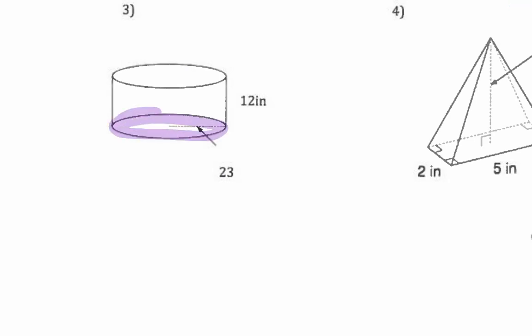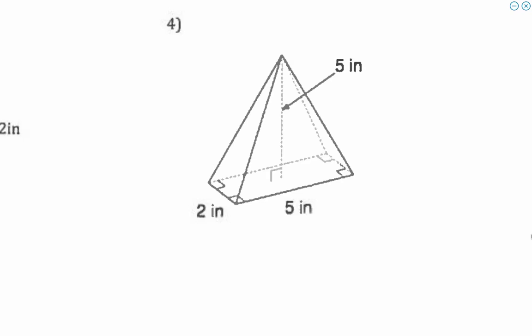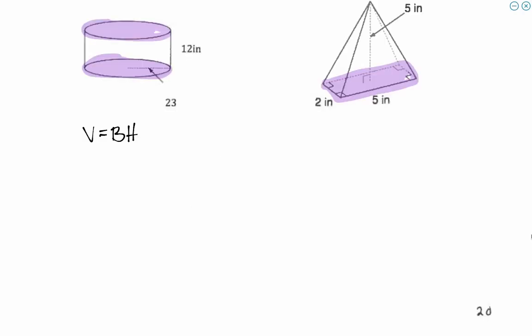Here I have a circular base, and I have a circular base. So this is going to be volume equals base times height. Here I only have one base. So volume is going to equal base times height divided by 3. So that's my thought process for the first step of each of those problems. What is the base? How many of them are there?